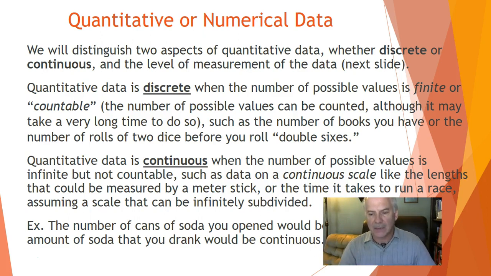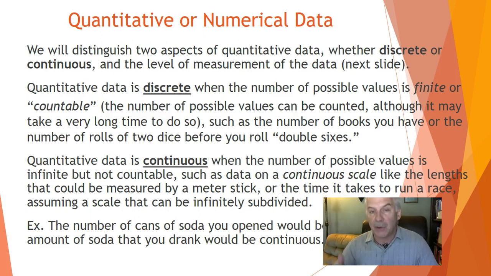Now, quantitative data is said to be discrete when the number of possible values is finite or countable. Finite means they stop. So 17 or 39, that's a finite number. It stops. It's not like infinity. Countable means the number of possible values can be counted, although it may take a very long time to do so.